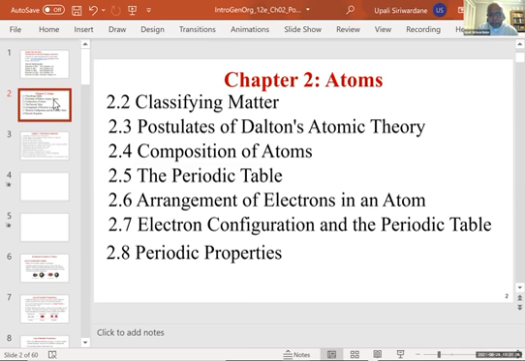The periodic table is an arrangement of elements using atomic number and chemical properties. So we're going to describe the periodic table. The periodic table shows chemical properties. Chemical properties depend on electrons, the arrangement of electrons in an atom.